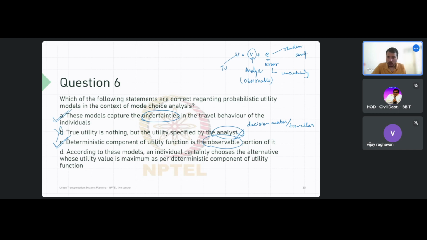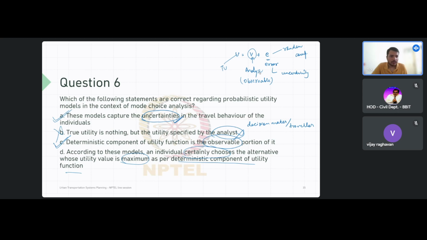random component. Finally, we have D. So according to these models, an individual certainly chooses the alternative whose utility value is maximum as per deterministic component of utility function. So what needs to be seen here is that we are saying he will certainly choose. So there is, as we discussed in first option, some uncertainty due to the error term. So even if we know the analyst function, we cannot say with 100% probability that the individual will only choose this mode, bus or railway, whatever we are discussing.